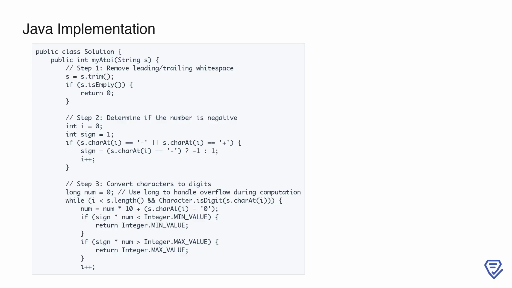After this, we start converting the characters into digits. We use a long variable number to handle potential overflow during the computation. Inside a while loop, we check if the current character is a digit using Character.isDigit. If it is, we multiply number by 10 and add the integer value of the current digit. To prevent overflow, we add checks to return Integer.MIN_VALUE or Integer.MAX_VALUE if the signed value of number exceeds the range for integers. Finally, we increment i to process the next character.